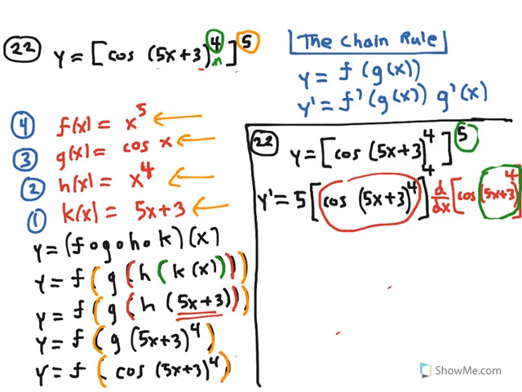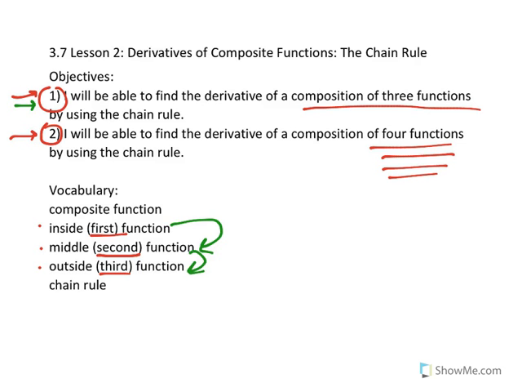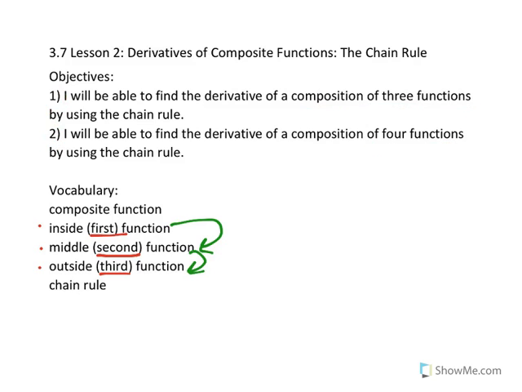You should now complete the problem for number 22 as a part of your homework for tonight. So in number 22, you looked at finding the derivative of a composition of 4 functions by using the chain rule. And critical for you to be able to do these problems correctly is just to understand the order in which the functions are composed together.